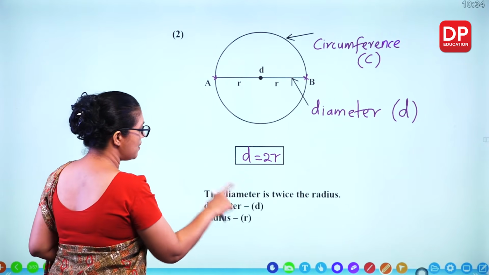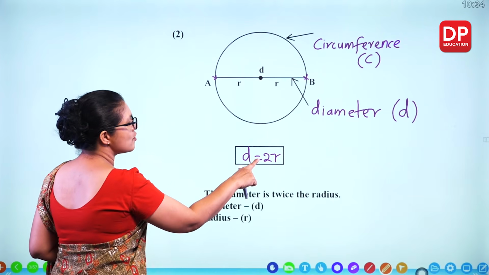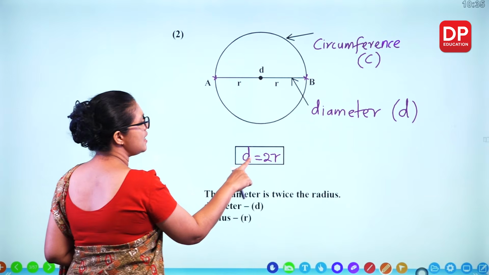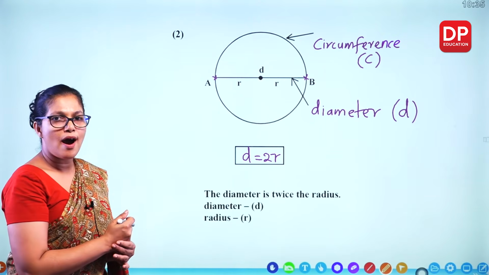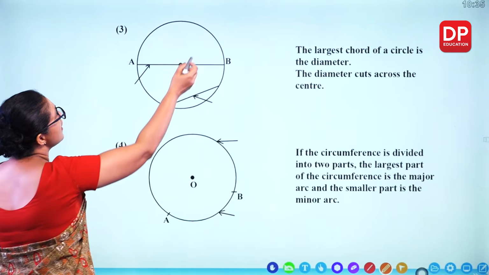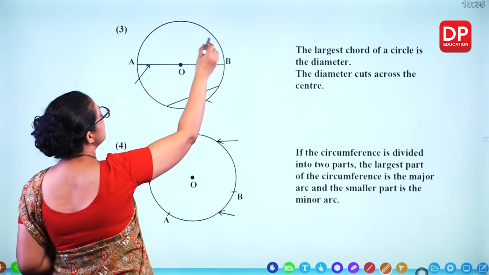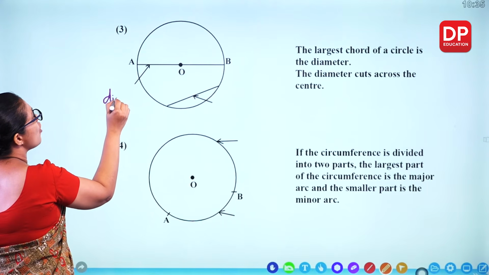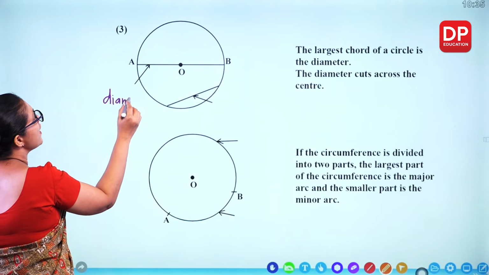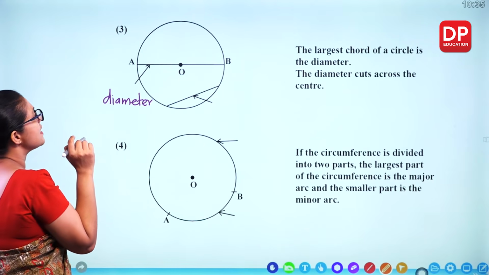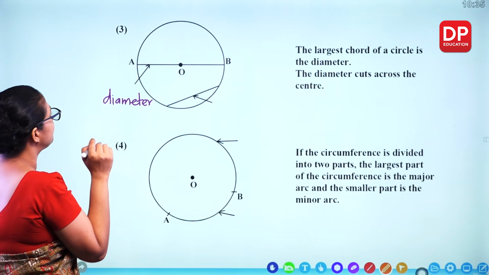So if you take diameter as D, radius is r. This is a formula you can use: D equals 2r. Okay, so again when you take this circle, this is the diameter, the line joining two points on the circle passing through the center. Diameter.